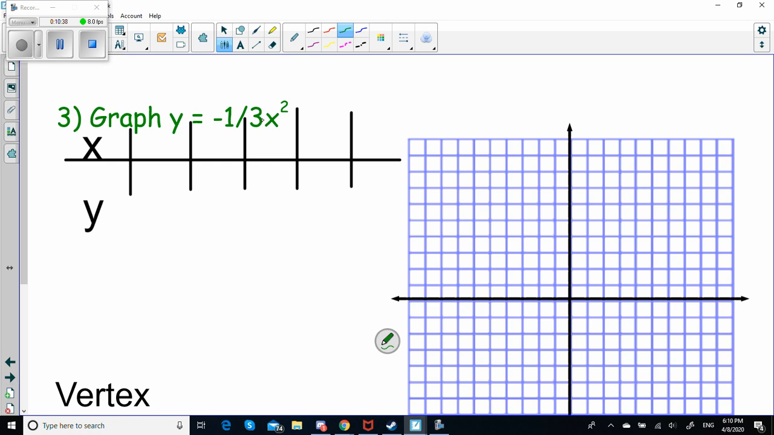I will warn you because it has a denominator of 3 that you're going to want to use 0, 3, and 6, and then -3 and -6. Press pause and come up with the y's, graph it, and answer these and see if you get this right.